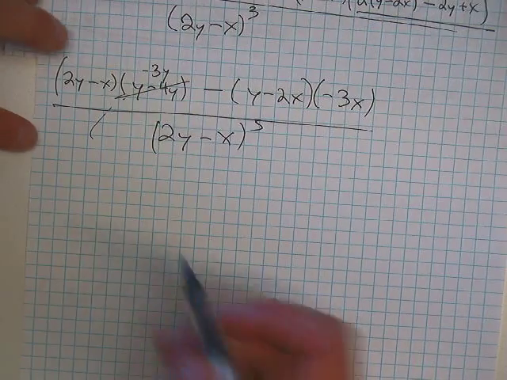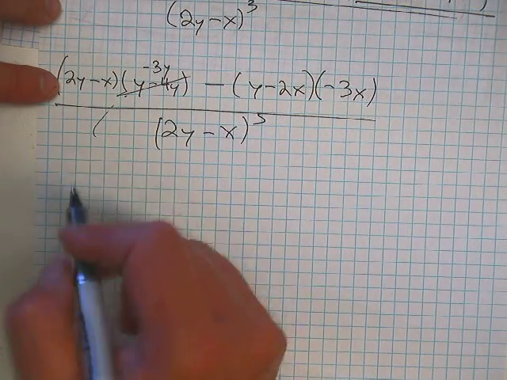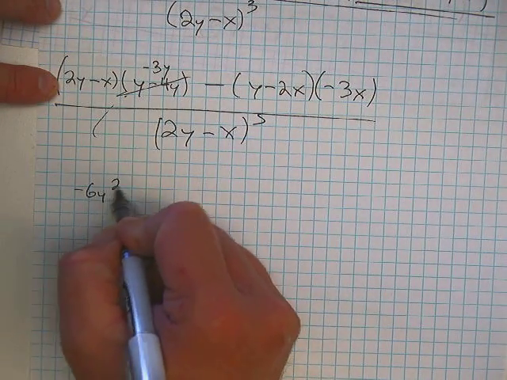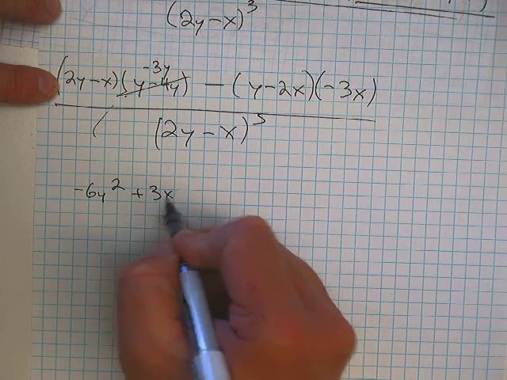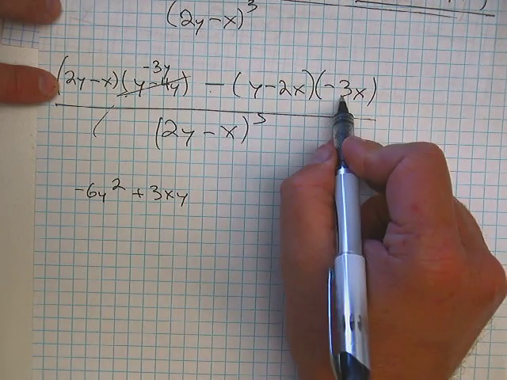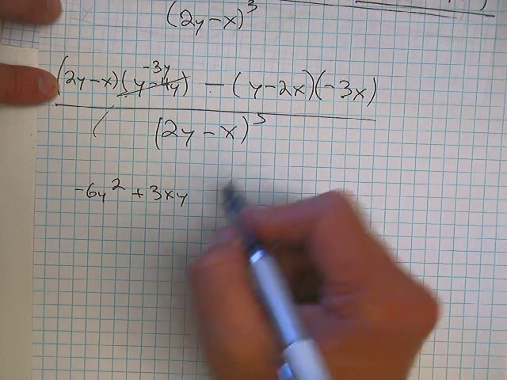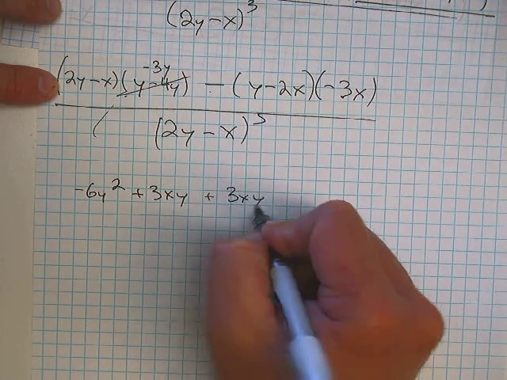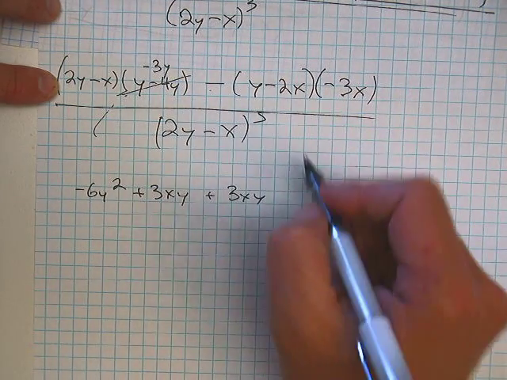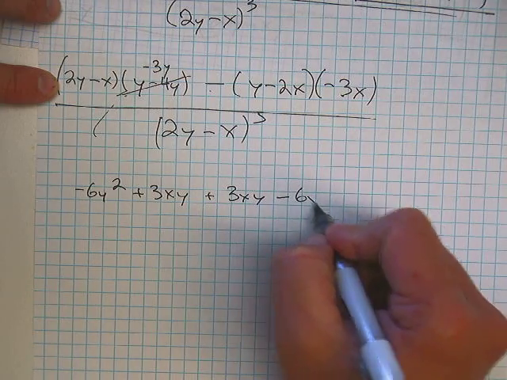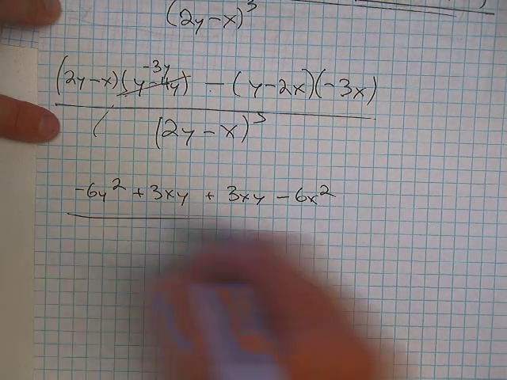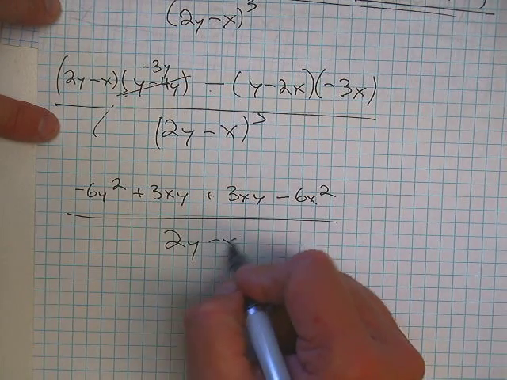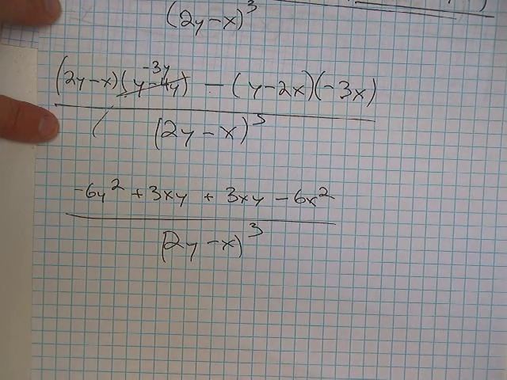This is the part where a lot of people will just give up, but you can't. This gives us negative 6y squared plus 3xy. Now this minus and that minus are going to make everything positive, so this becomes plus 3xy. This becomes minus 6x squared, all divided by (2y minus x) cubed.